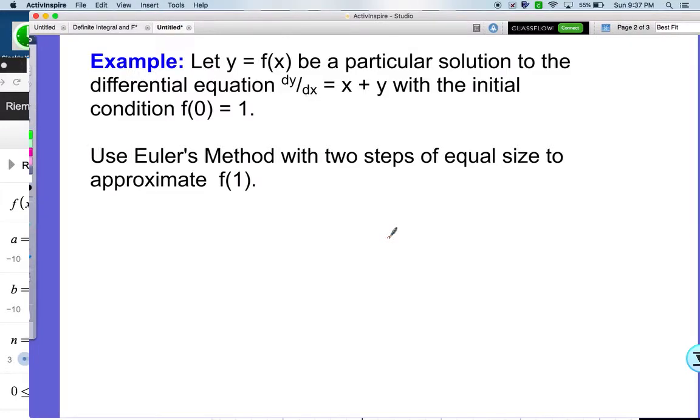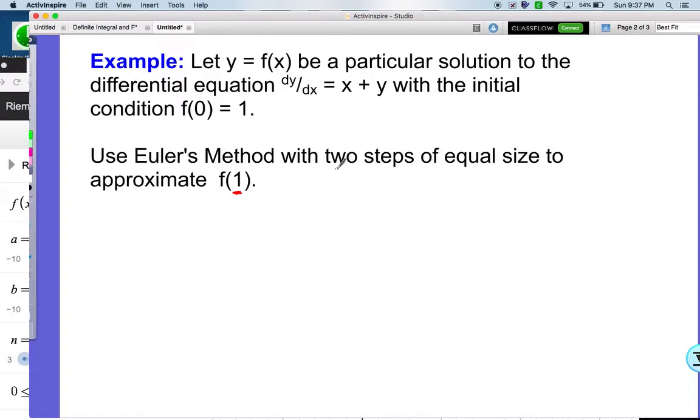All right, so let's look at an example. Let y of x be a particular solution to the differential equation dy/dx is equal to x plus y, with initial condition y of 0 is equal to 1. Use Euler's method with 2 steps of equal size to approximate f of 1. So I don't know what the actual function is, but I do know that at 0 the function's 1, and I want to know what the function is when x is 1.